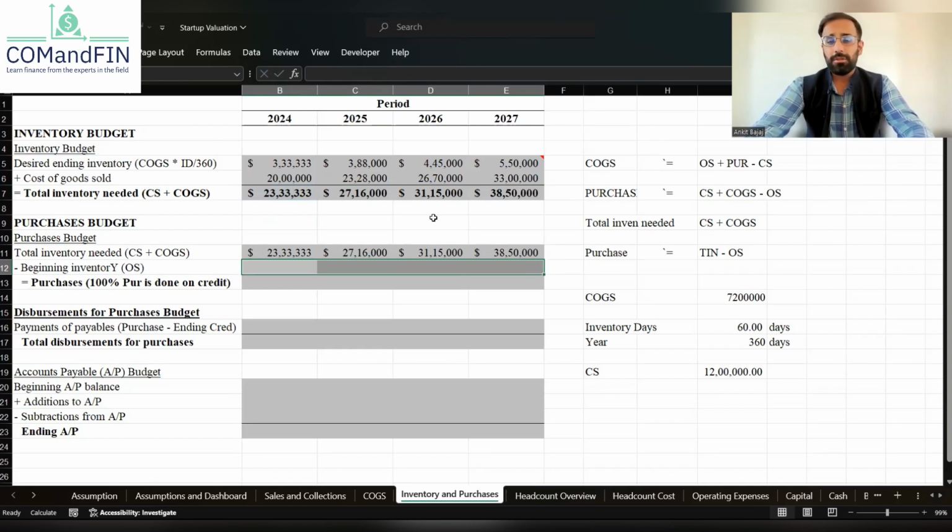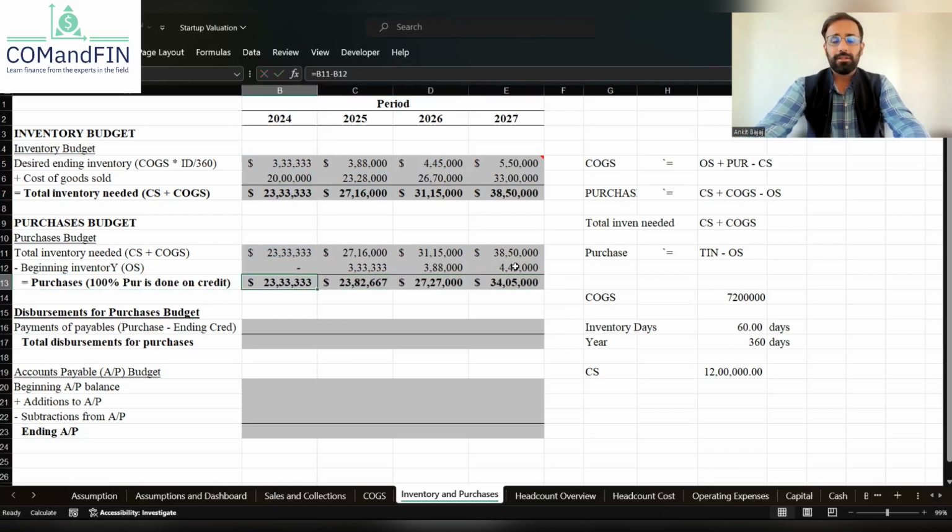So here we already know the beginning inventory. How do we know the beginning inventory? We know that closing stock becomes the opening stock for the subsequent year. So the previous year closing stock, which is $333,333, will become the opening stock. I will drag this value here, so we will be able to find out the opening stock. Obviously, for the first year, there will be no opening stock, so the value is going to be 0. If I want to find out the purchase amount, the formula is total inventory needed minus beginning inventory. So this is going to be the purchase value, and here we have calculated the amount of purchase during the year.